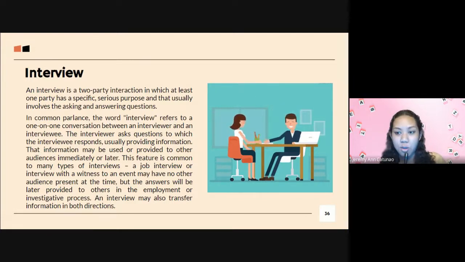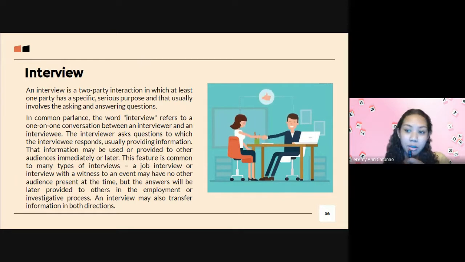Usually in interviews, there is an imbalance in terms of speaking between the interviewer and the interviewee. Sometimes the interviewer would say something, but most of the time it is the interviewee, the one being interviewed, who talks a lot, because they are the ones who answer questions.